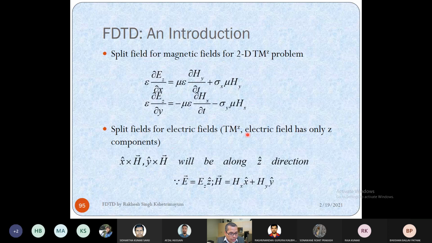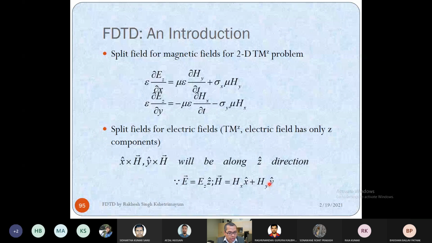You can also split electric fields for TMZ problem. Electric field has only Z component. For TMZ problem, the magnetic field doesn't have any component along the Z axis. So E here would be Ez Z hat, and magnetic field can have X and Y component. And this H vector will have Hx and Hy. So when you do cross product of X with H, what do you get? This term will become 0. You just get the Y component. X cross Y is Z component. Similarly, you do Y cross H, Y cross X will give me Z component. Y cross Y will give me 0 component.